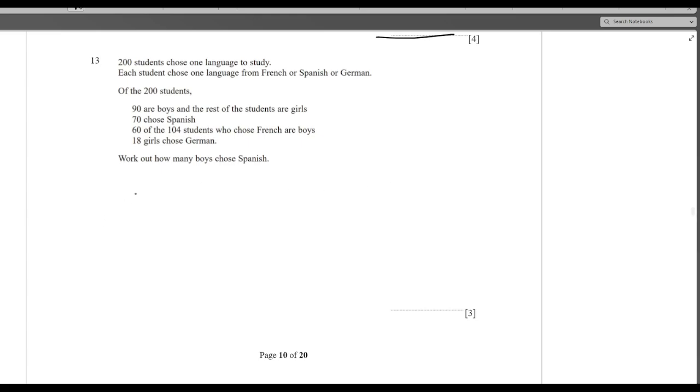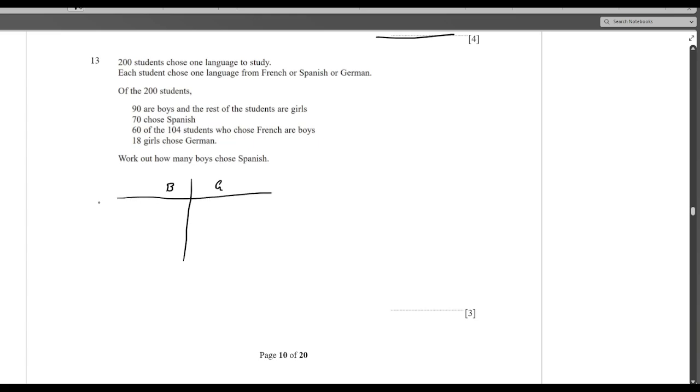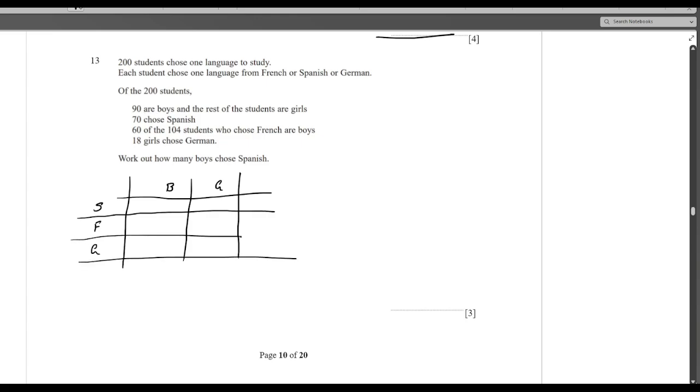So you have two categories. One is boy and the other is girl. Now you have three languages. Language 1 is your Spanish, language 2 is your French, and language 3 is your German. Now first let us see the total number of boys. The total number of boys is 90 and the rest are girls. Out of 200, if 90 are boys, girls will be 110.